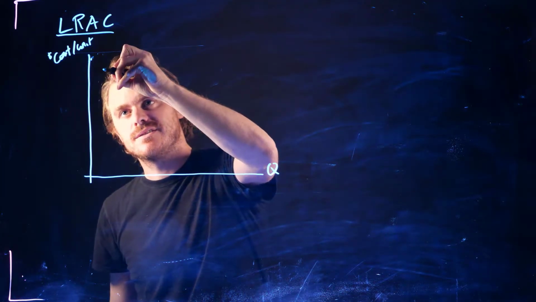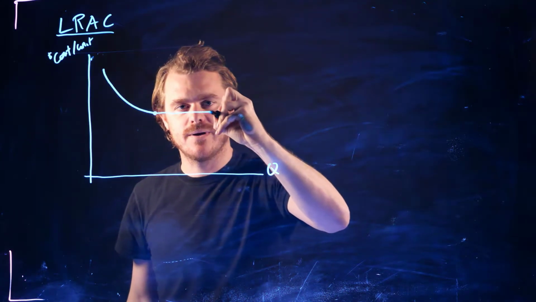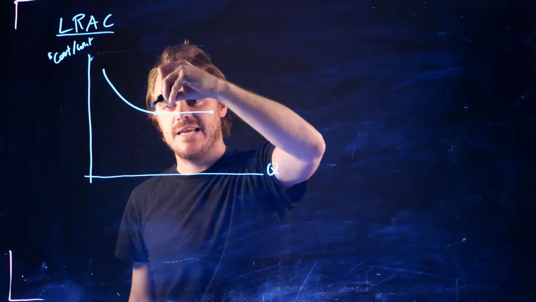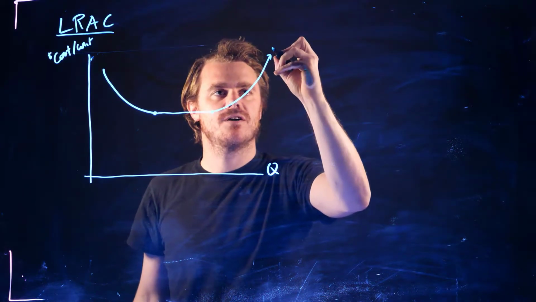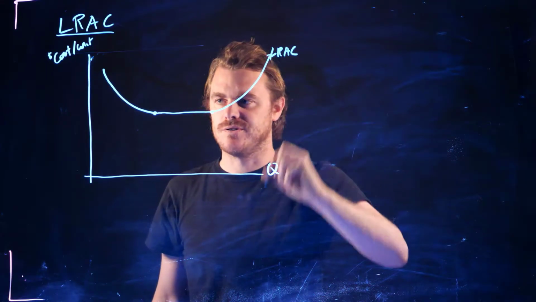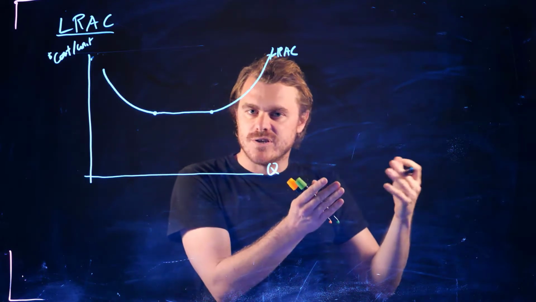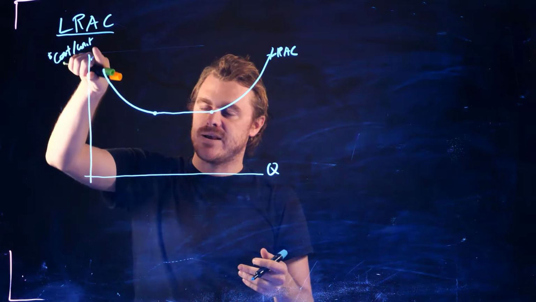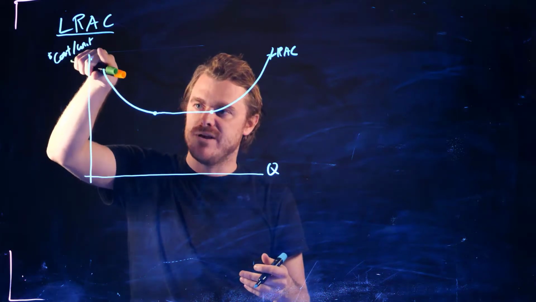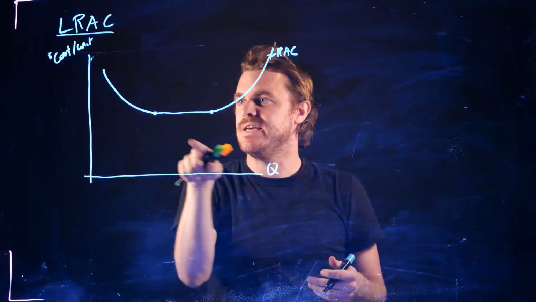We had a certain curve, so let's draw it a particular way. It's decreasing at the beginning, flat at a certain point, and then it goes up here. This is our long run average cost curve. What this is saying is, when we allow all the factors of production to vary, this is the minimum cost of production at each possible level of production.